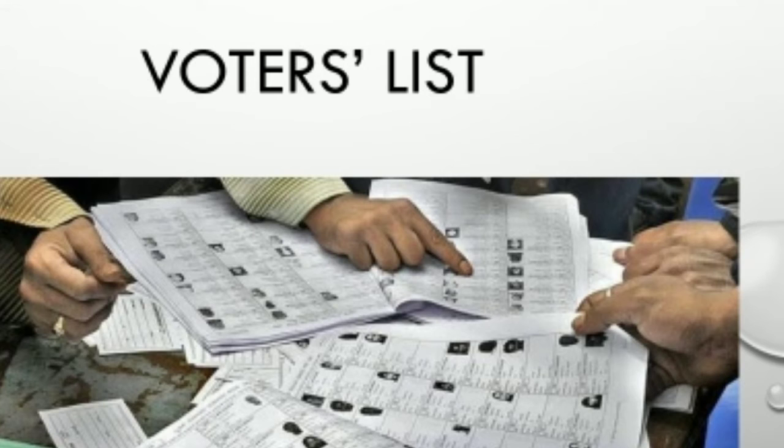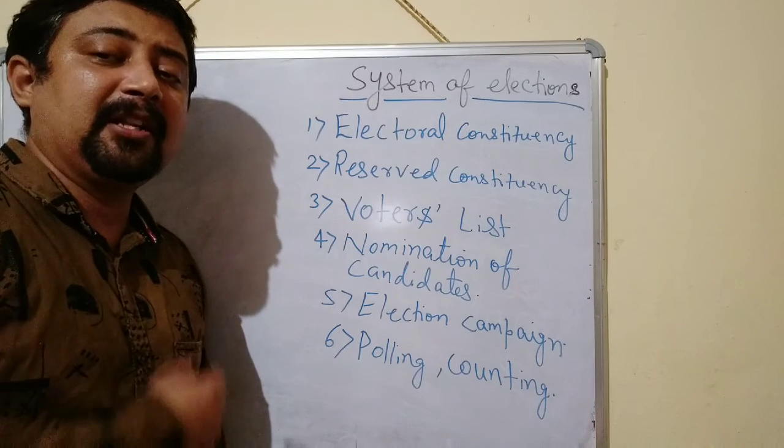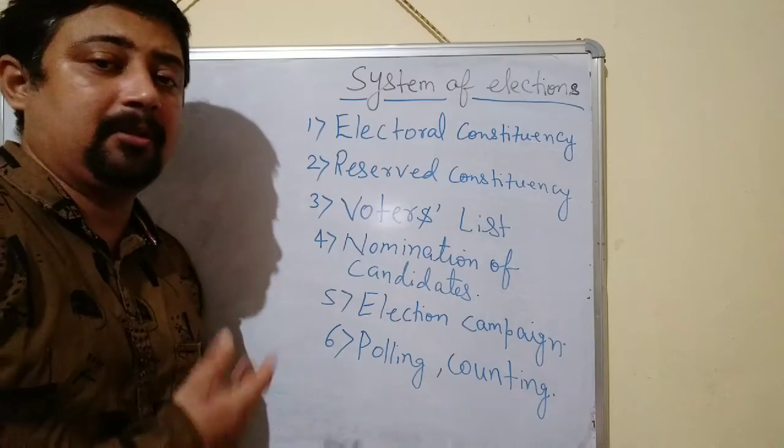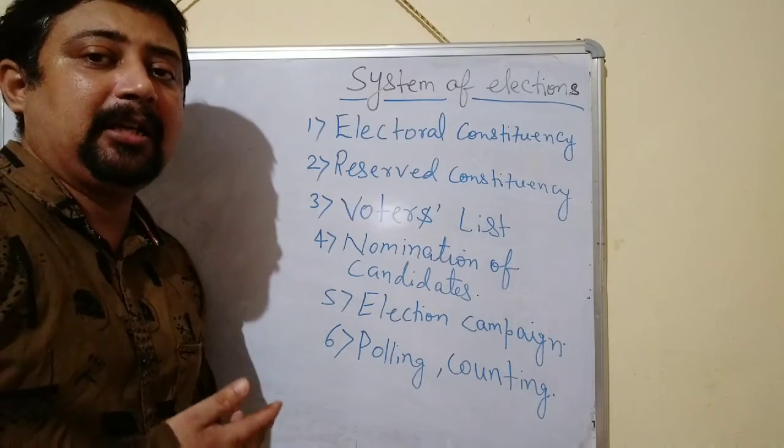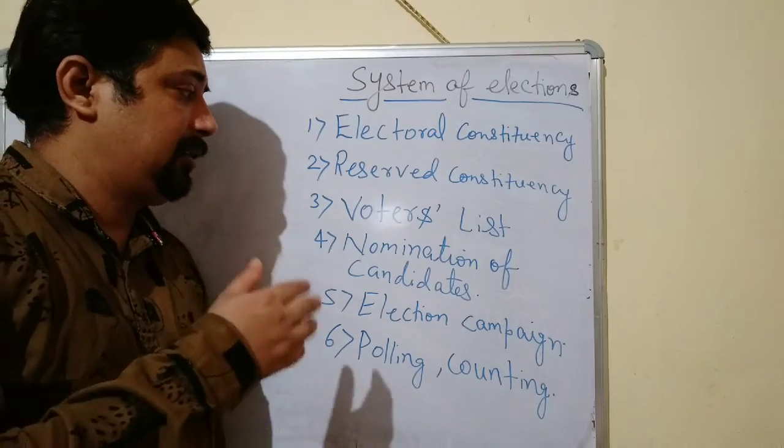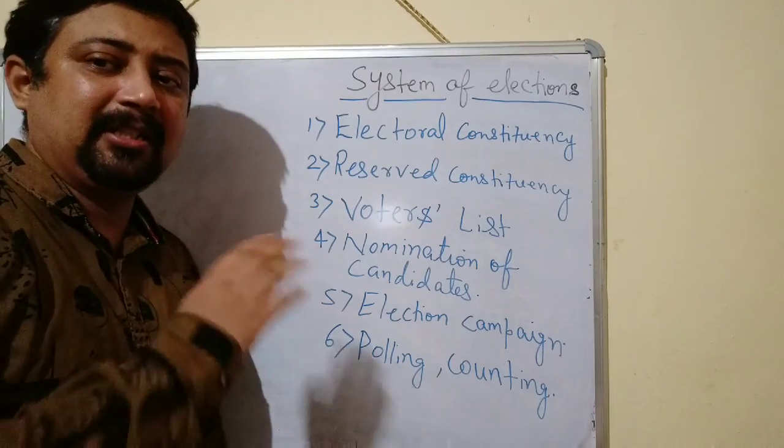Now through the voters list, the commission will know how many voters are there in this constituency, what their population is, what their proportion is, and on that basis, during the election, we can easily tell how many persons have contested the election. Got it? So this is the condition.